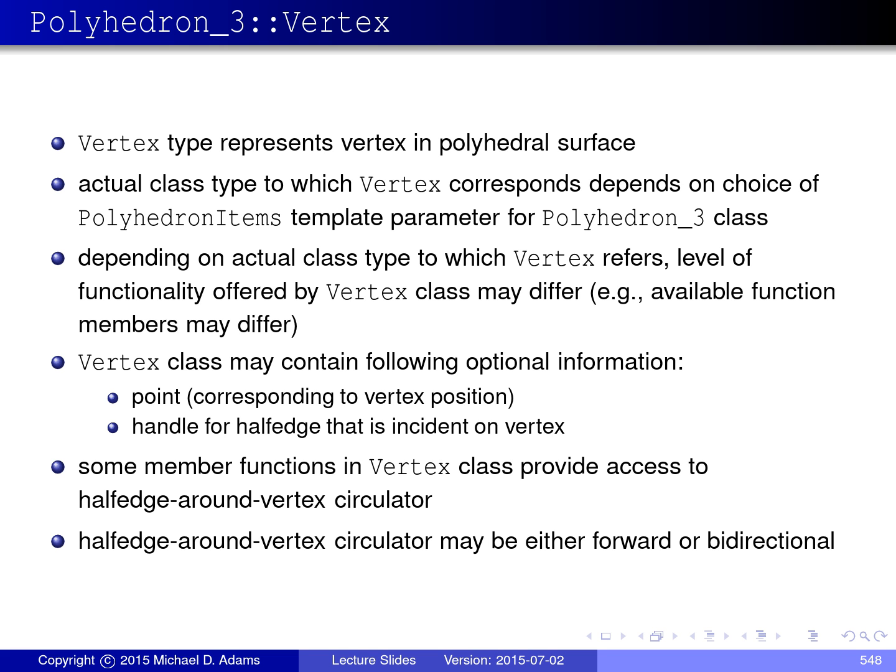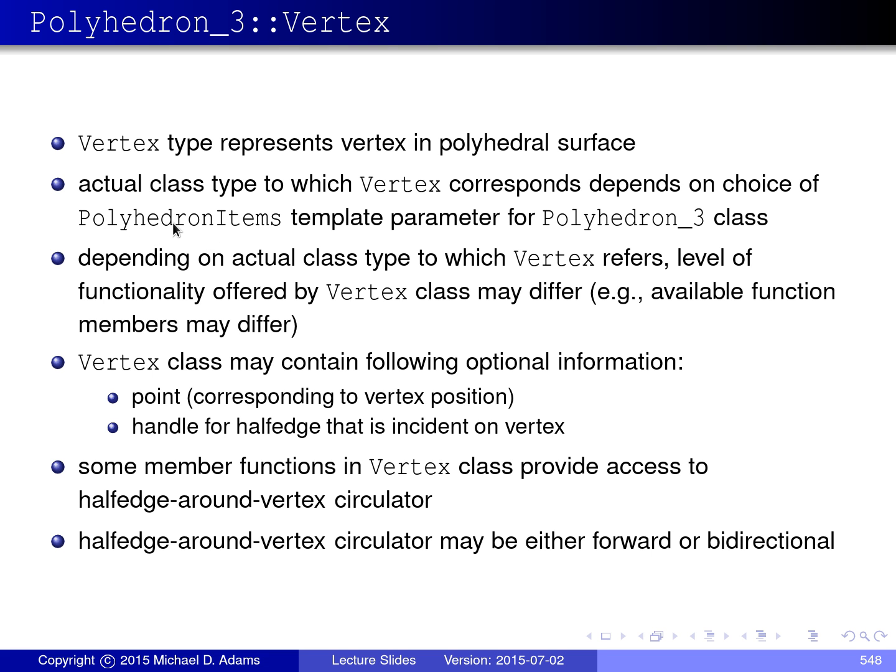As we saw earlier, one of the type members of the polyhedron 3 class is the vertex type. Now we're going to look at this vertex type in more detail. So the vertex type represents a vertex in the polygon mesh. The actual class type to which vertex corresponds depends on the particular choice of the polyhedron items template parameter for the polyhedron 3 class.